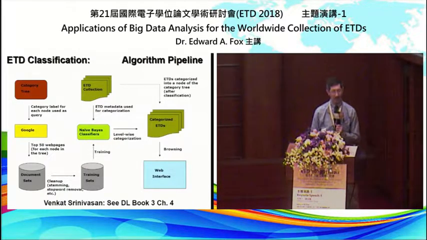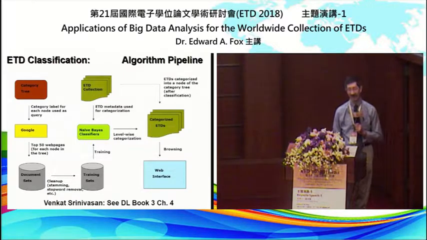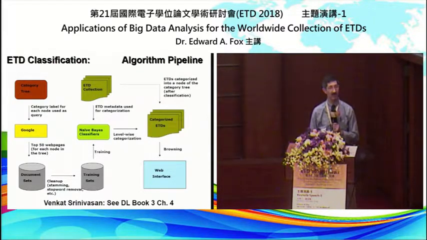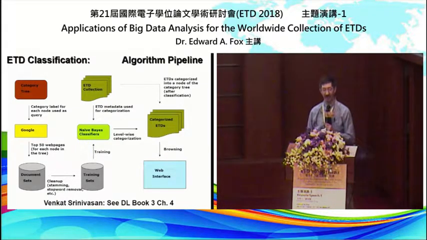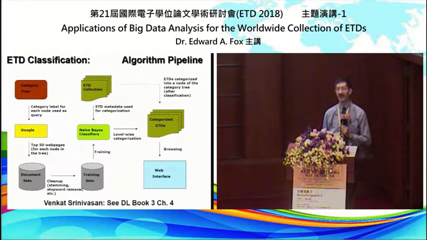So one doctoral student, Venkat Srinivasan from India, has been studying classification. So this is a traditional big data, text mining, machine learning kind of problem. So the question is, how do we find a dissertation by browsing in terms of its topics? So he said, let's pick a system like the Library of Congress category system. It could have been another system, but he chose that one.